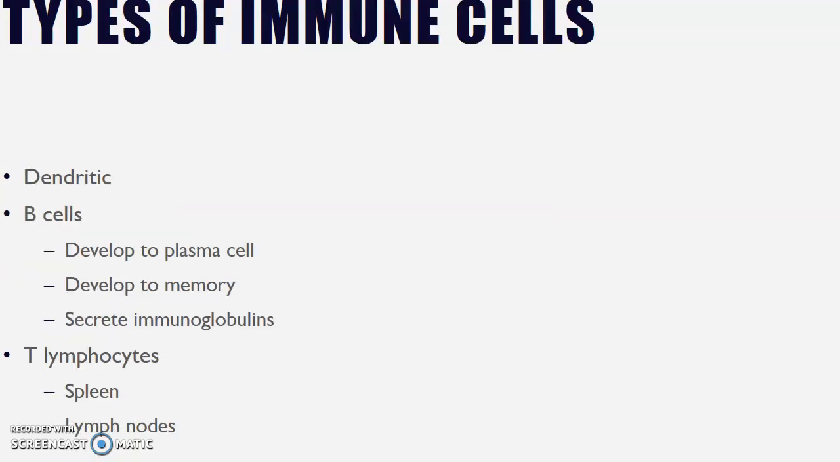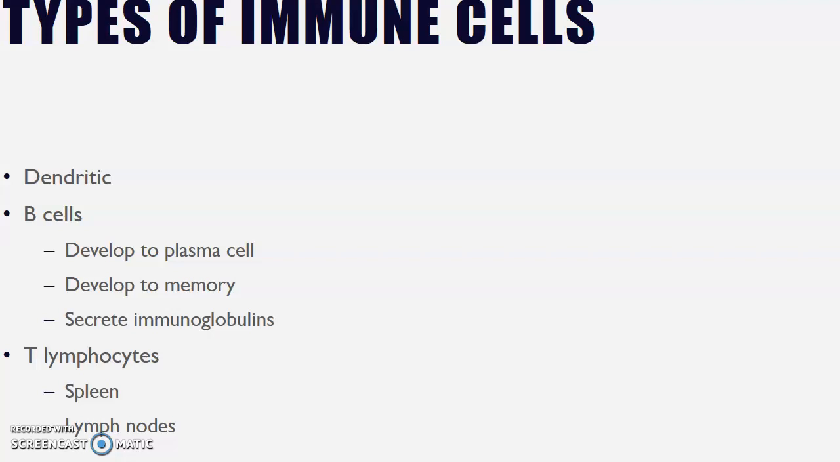When we look at the types of the immune cells, we have the dendritic cells. These make up a system of cells that are important to the immune system. They have a typical shape. They are dendritic in nature. They're found in many places, on the skin and the body. They capture the antigen at the site of contact.